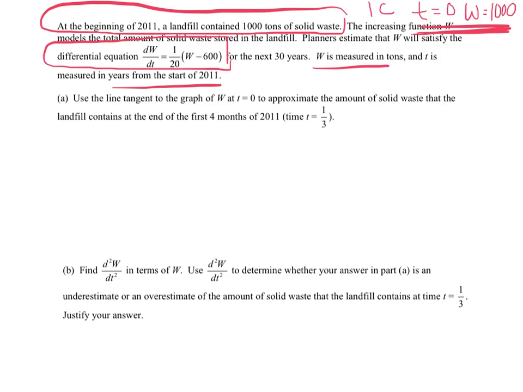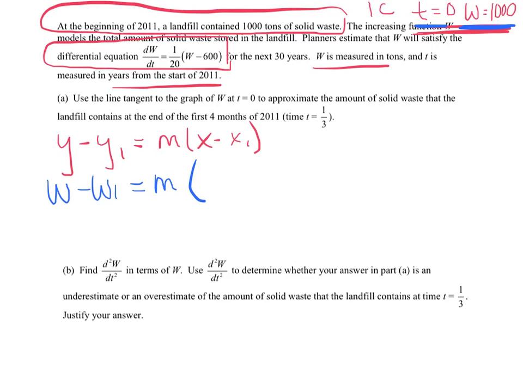All right, part A, nice and easy. Use the tangent line of the graph of W at t equals 0 to approximate the solid waste the landfill contains in the first 4 months. So I'm jumping in. y minus y1 equals m times x minus x1. It might actually be easier if you put the problem in terms of the variables they use. Our initial condition was time and waste. So I'm going to say W minus W1 equals the slope times t minus t1.